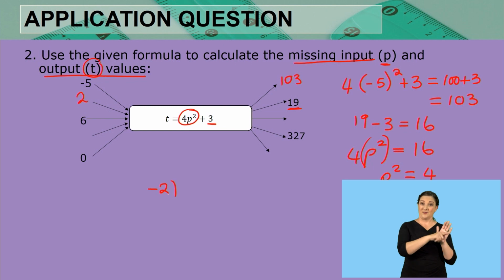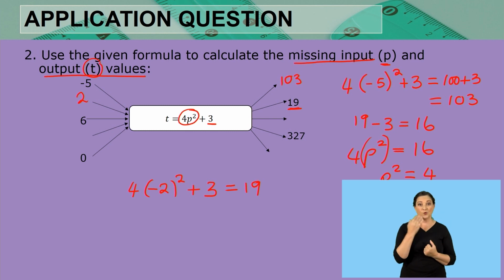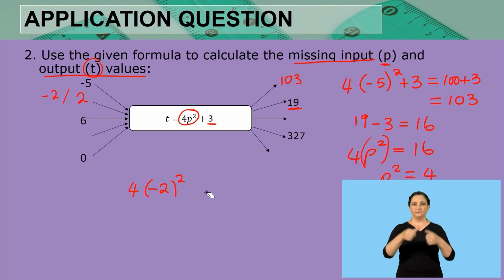So in the same way, if we say negative 2 and we square that negative 2 and we multiply it by 4 and we add 3, our answer is also going to be a 19 because negative 2 squared is a positive 4. And when we multiply that by 4, that is going to give us a 16. And when we add 3, that's also going to give us a 19. So in this case, we actually have 2 possibilities, and that is either a negative 2 or a positive 2.